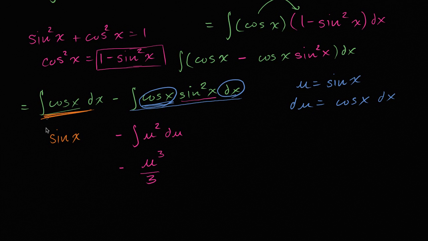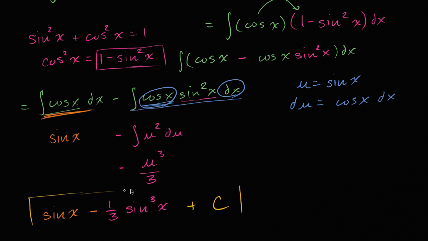So we have our sine of x here for the first integral. And then this is going to be minus 1/3. Instead of u to the third, we know u is sine of x, so sine of x to the third power. And then now we can throw that plus c there. And we're done. We've just evaluated that indefinite integral.